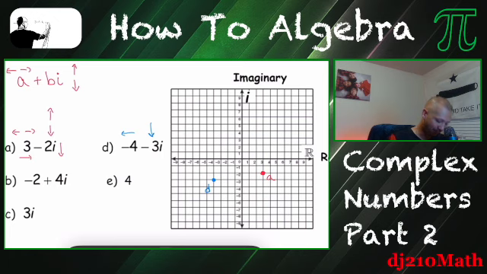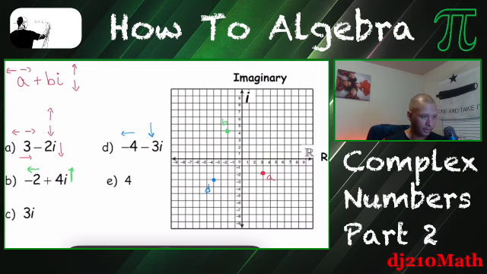All right, B, negative 2. Again, this is left because it's negative 2, the real part. The real part is left and right. The imaginary part is up and down. So this is up 4 because it's positive. So negative 2, up 4. And this was B.